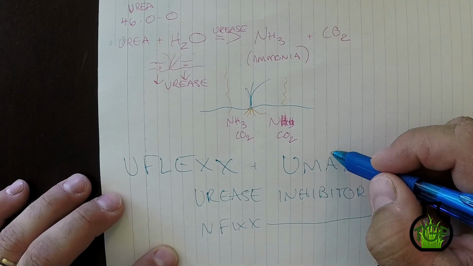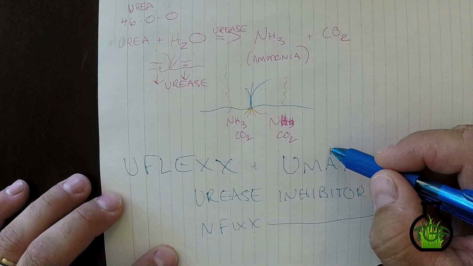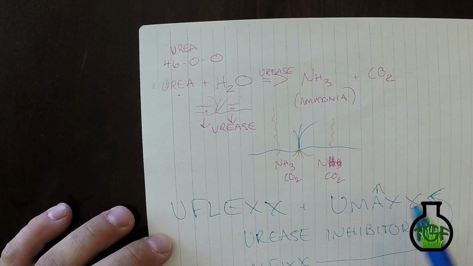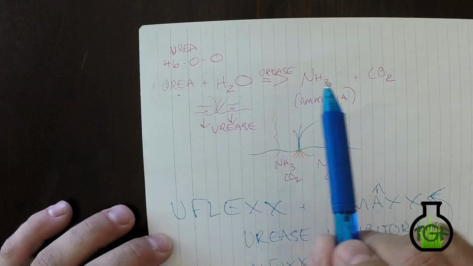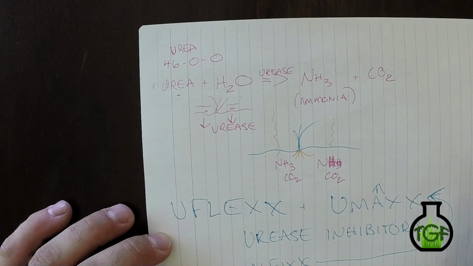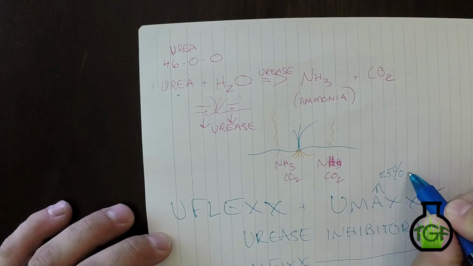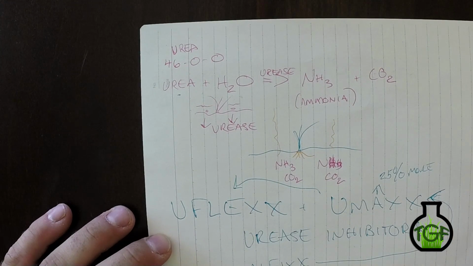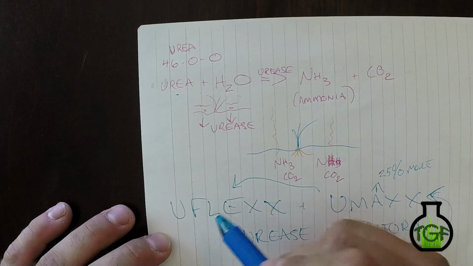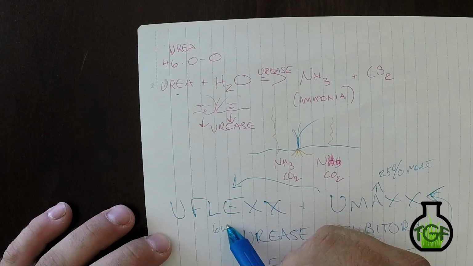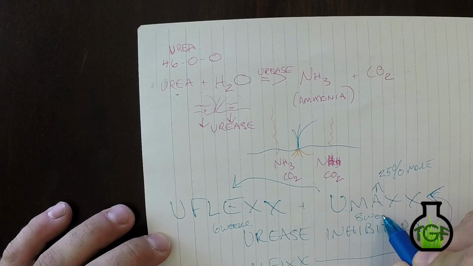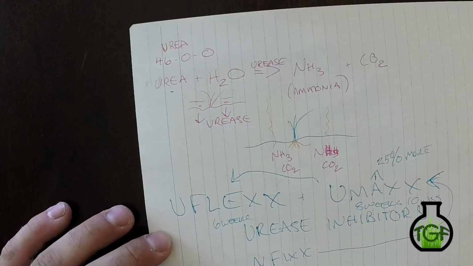And let me explain to you. U-Max is typically going to slow the reaction of urea to NH3 by about 25% more than your U-Flex. So with U-Flex, typically they'll say you're getting like 6 weeks of color. Whereas with the U-Max, sometimes they'll say eight weeks. Some people will say 10 weeks of color out of it. So your mileage may vary.